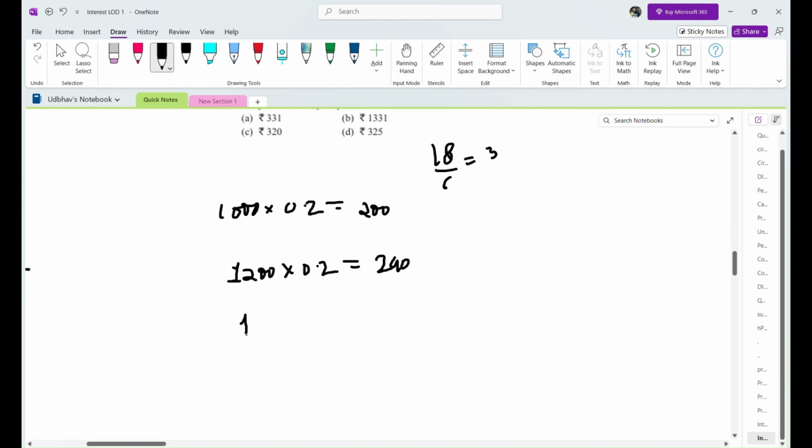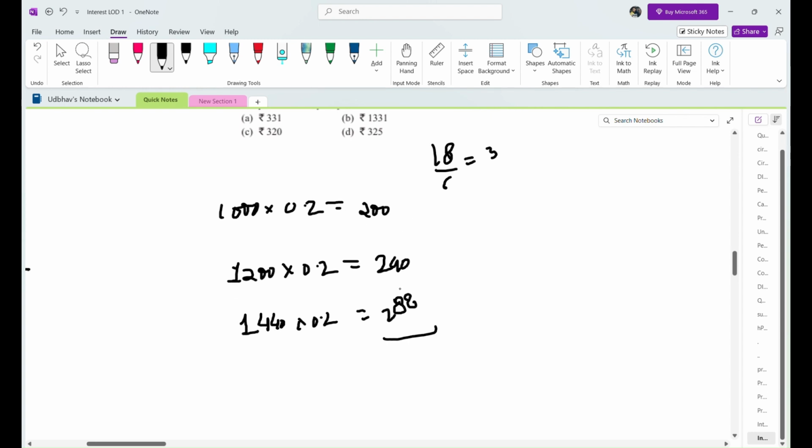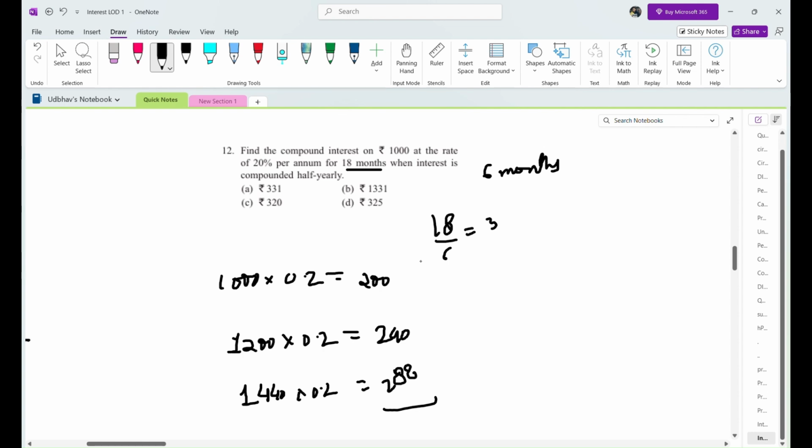Next time, that will be 1440 into 0.2, that will be 288 rupees. And we want to find the total. So total we can just add it, 200 plus 240 plus 288, which gives us... okay, I did a mistake here.